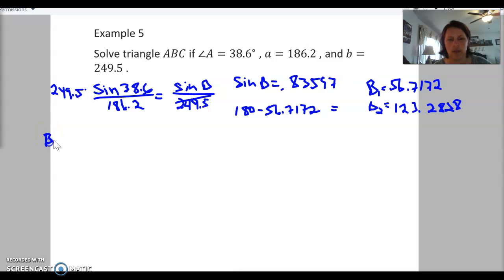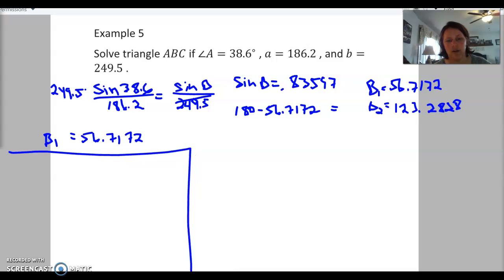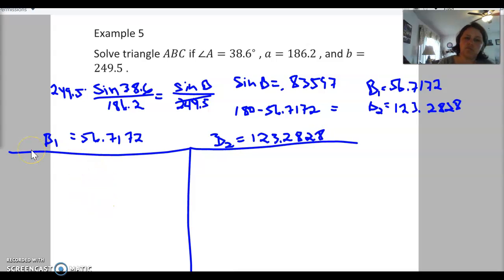So B sub 1 equals 56.7172. And let's just make a column here. We can do the rest of our work. And then over here, we're going to figure out the other triangle with B sub 2 equals 123.2828.